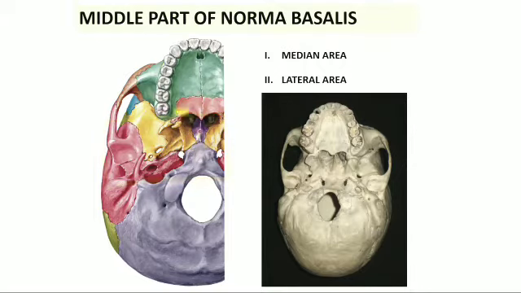The part which is at the midline is called the median area of the middle part of Norma Basalis, and the part lateral to it is called the lateral area of the middle part of Norma Basalis. So we will divide it into two: median area and lateral area.